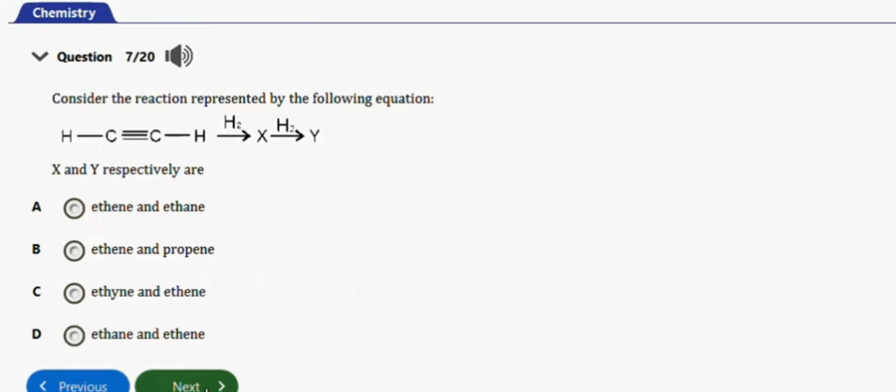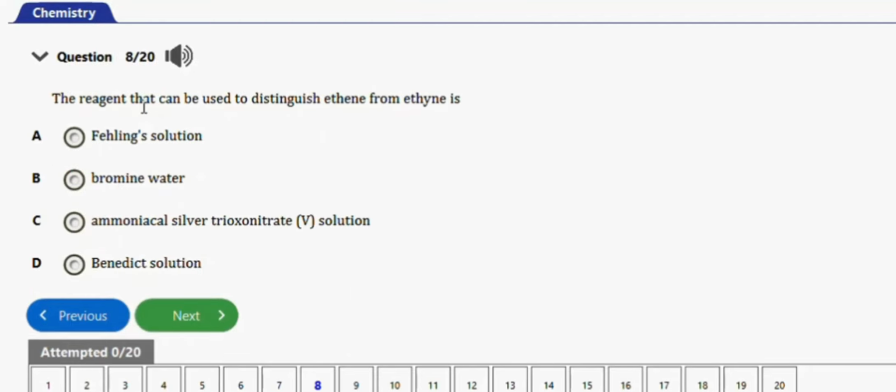The next question says, the reagent that can be used to distinguish ethane from ethyne is, so it's very easy guys, it's our ammoniacal silver nitrate solution. So that will be the answer, option C. Take note of this question.